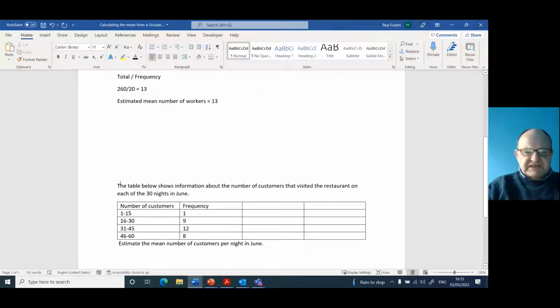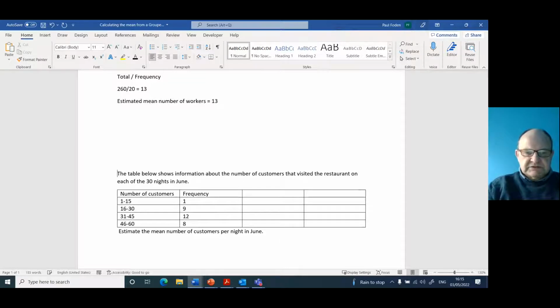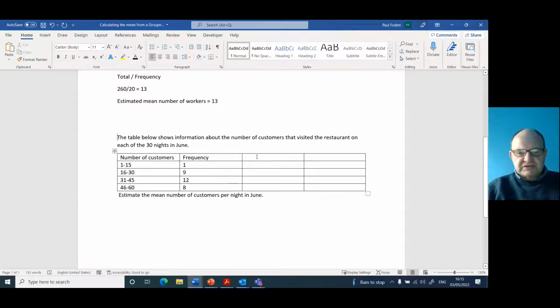Now I'm going to look at a slightly different example, so you get to work through two different examples. The table below shows information about the number of customers that visited a restaurant on each of the 30 nights in June. And we're going to do this exactly the same way. We're going to take our midpoint, which I'm just going to call MP, and multiply it by our frequency in each case.